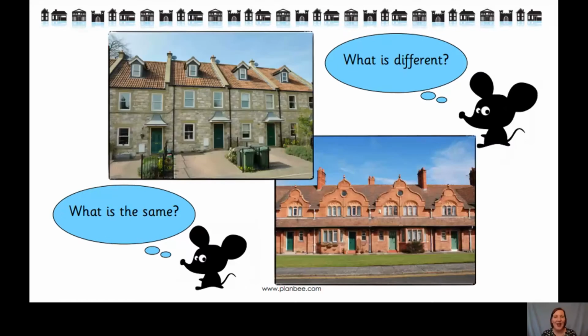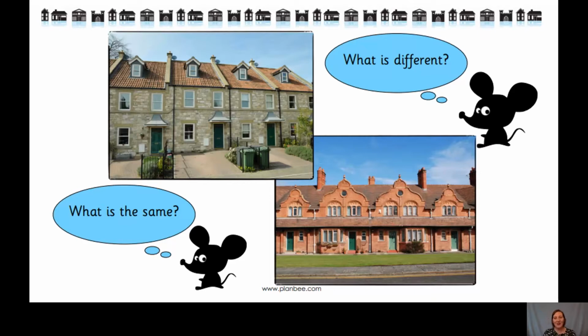Okay. Here I've got, oh, can you remember this type of house? It began with a T. Terraced house. That's right, the terraced house. That means the houses are all joined together in a row. Now, what do you notice that's the same here? And what do you notice that's different? Pause the video here. Have a chat with the person in the room.